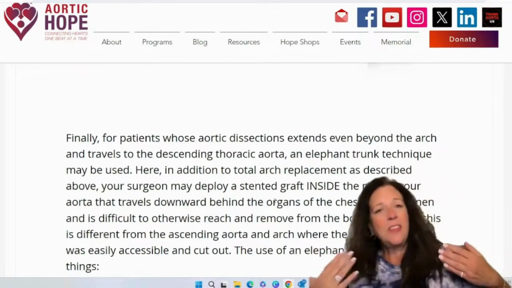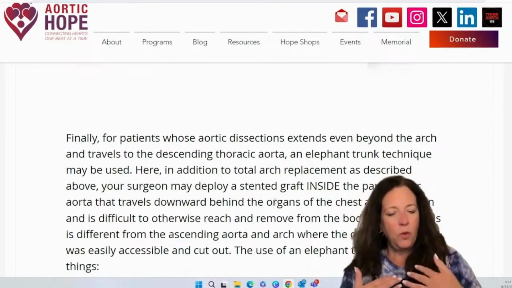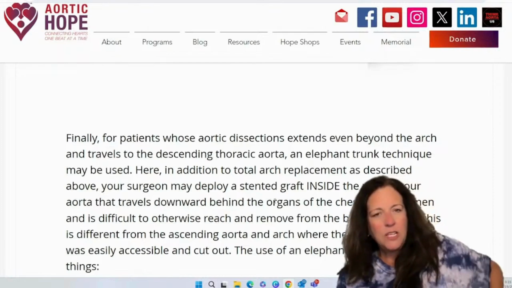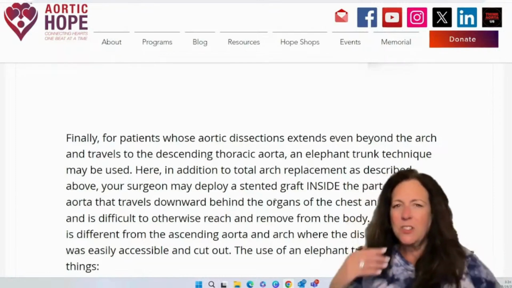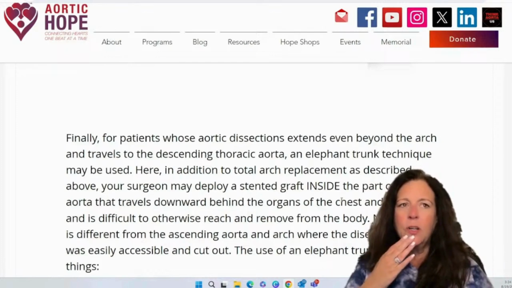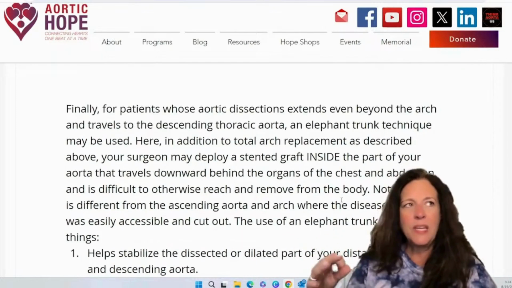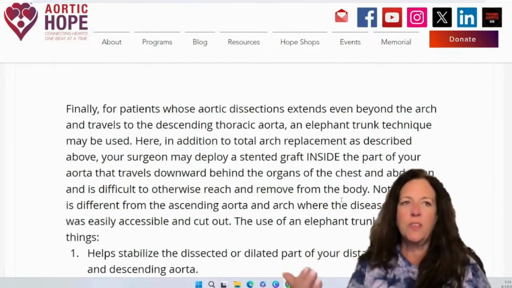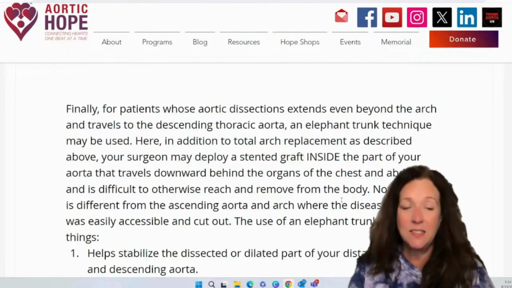There is a technique, I think people in the community call it a shark bite. Well, they'll go around kind of near the center of the chest, underneath the side around the rib cages towards the back, but don't quote me on that because I'm not a doctor. I'm just trying to remember what I've heard. But this is different from the ascending aorta and the arch, where the diseased aorta everyone can easily access or cut out.